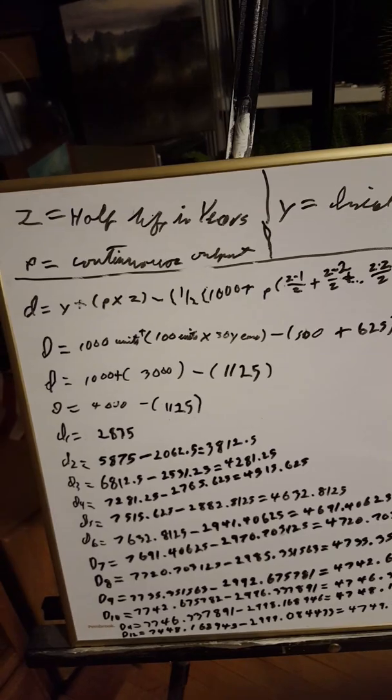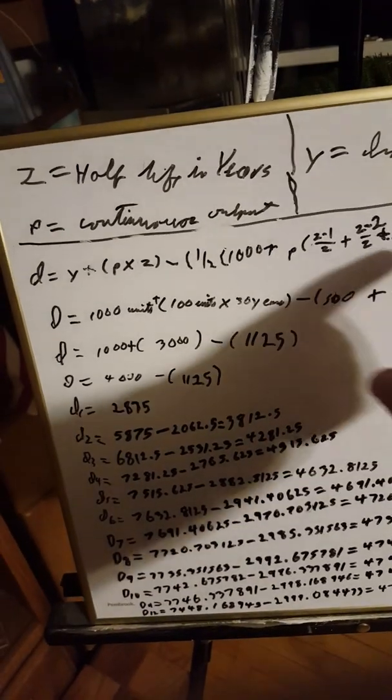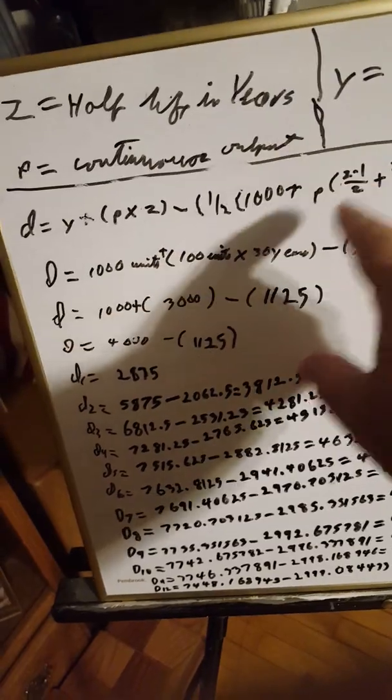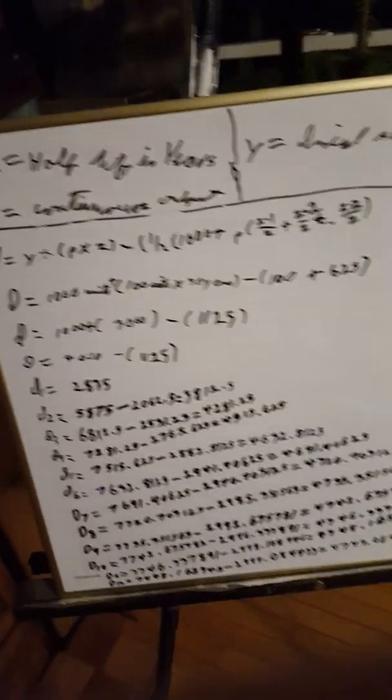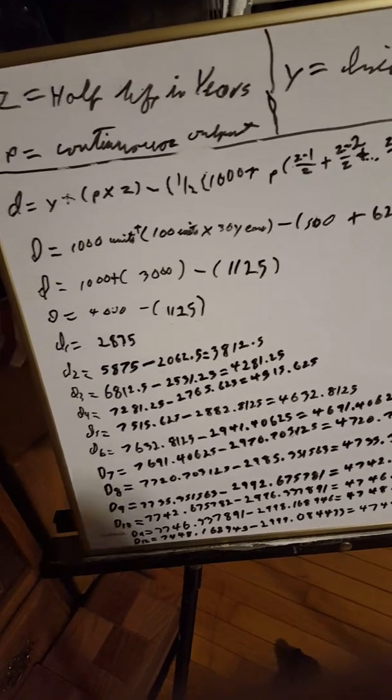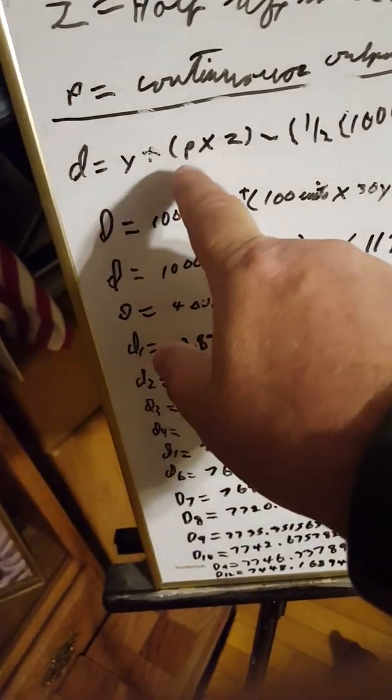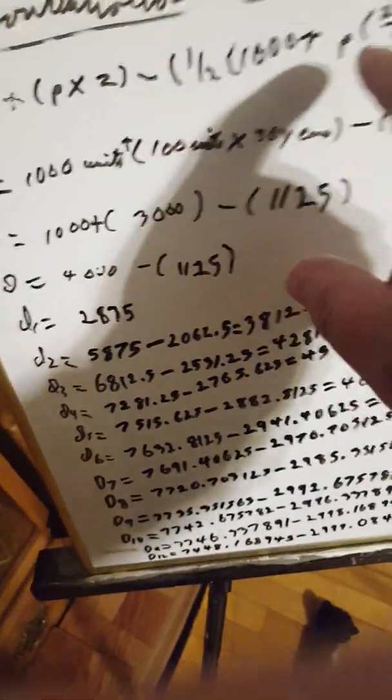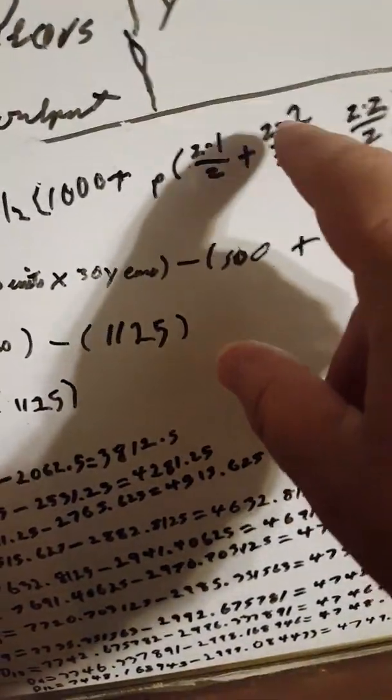And here is why I was messed up last time. I had the ones, these right here, I had accidentally flipped them over. So this time I corrected them. And as you can see, it still says Y divided by P times Z minus 1/2 initial amount plus continuous output times Z minus 1 over Z plus Z minus 2 over Z plus 2Z minus Z over Z.